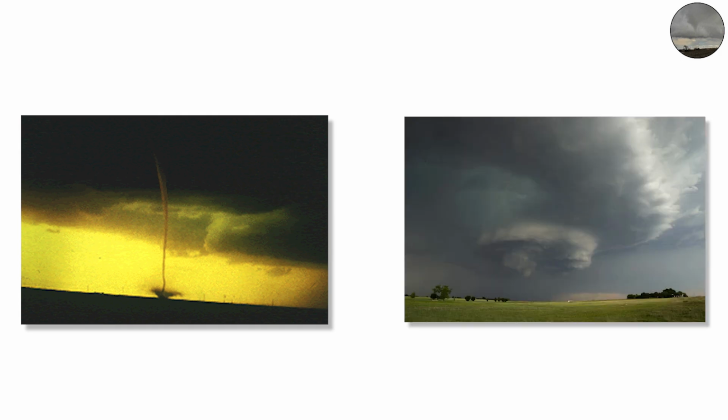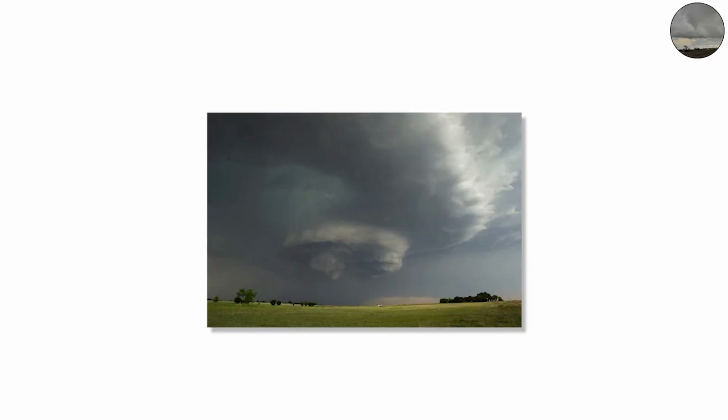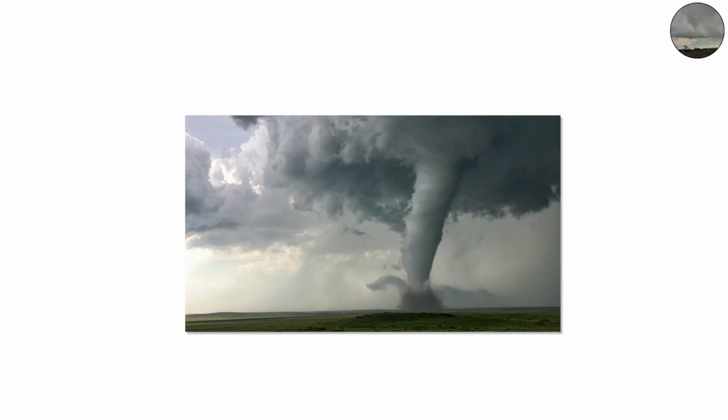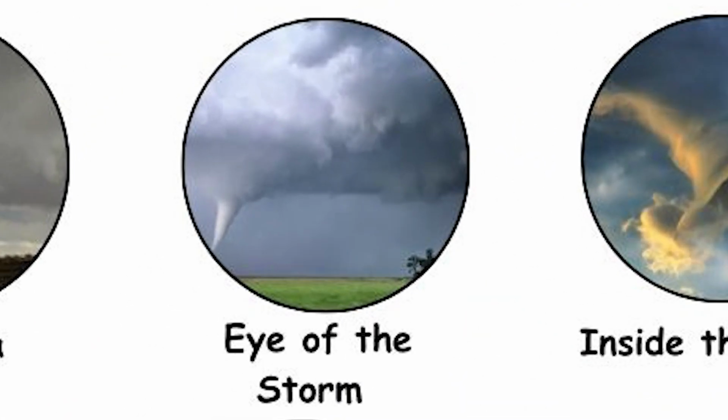Updrafts within the storm tilt that rotation vertically, creating a rotating column of air known as a mesocyclone. Under just the right conditions, part of this rotation tightens and stretches toward the ground, and that's when a tornado is born. Part 2. The Eye of the Storm.